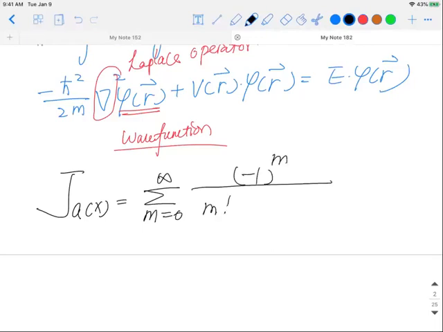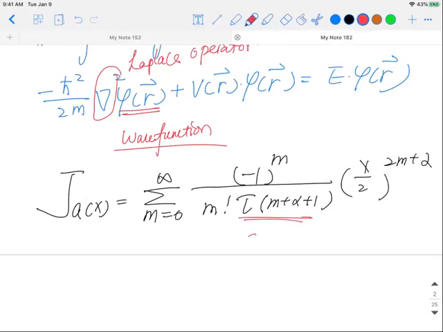m factorial, gamma of m plus alpha plus 1, times x over 2 to the power of 2m plus alpha. Here, this is the famous gamma function. Okay, this is one type of problem: very elegant, very complicated, but you have a pattern. This is type number 1.